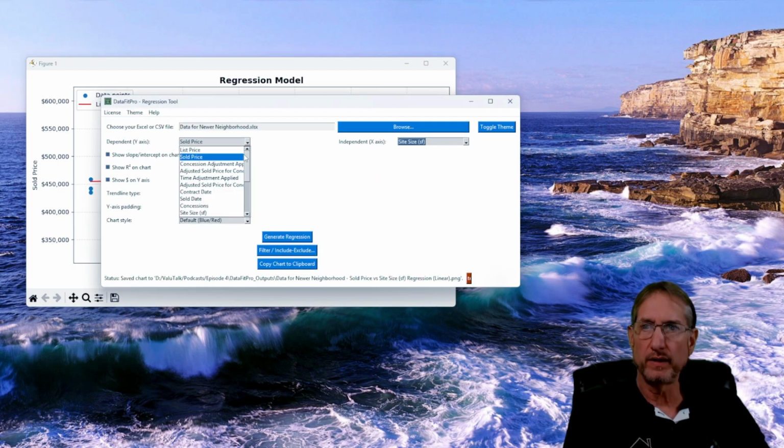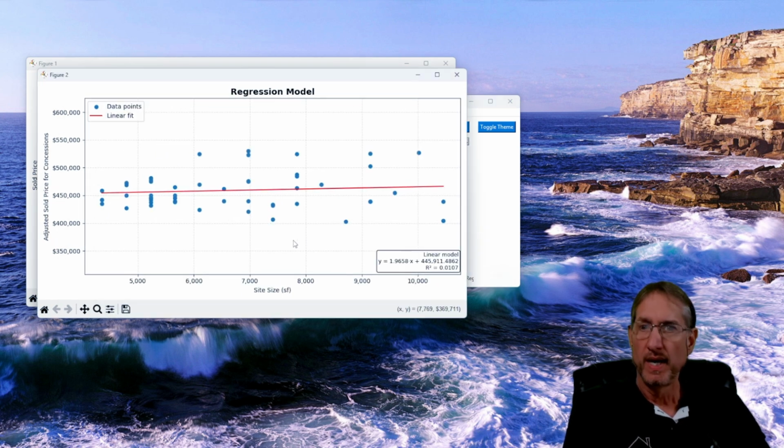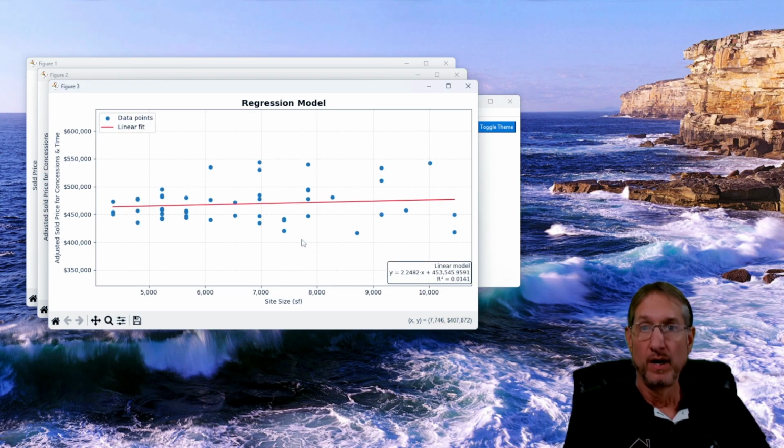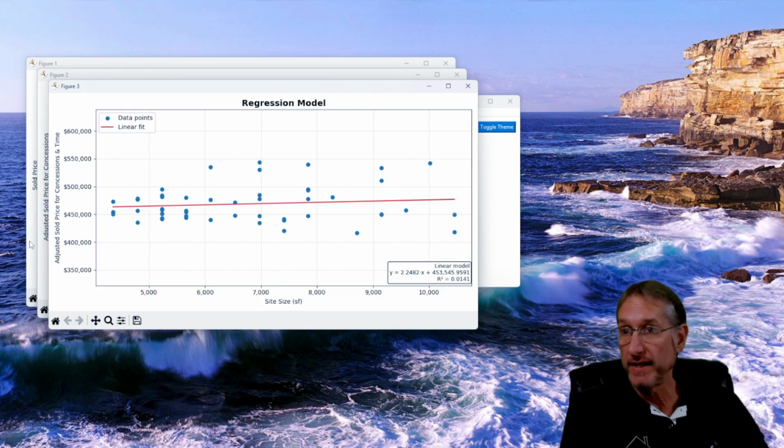So let's go ahead and look at the concession adjusted sale price for just concessions only. And we're still hanging around $1.97 right here. So almost no change at all. So now what we're going to do is look at that adjustment for time and concessions, where we applied $38.68 a day, and see if there's any difference there. So here on site size for adjusted in time, we're looking at about $2.25 a square foot. So here, time is the driver. Concessions aren't masking land, market pressure is.